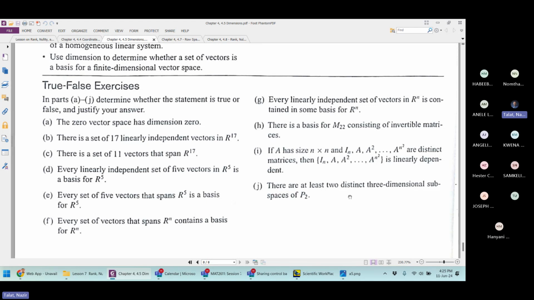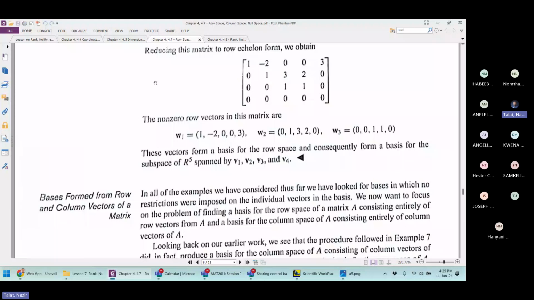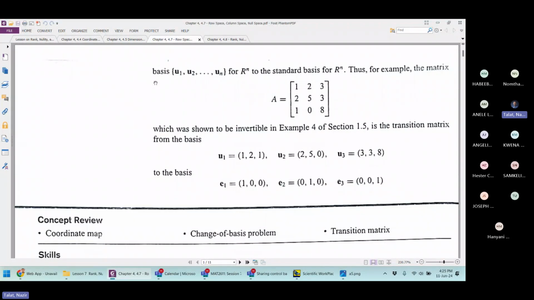Because there are not at least two of that one, because if they are independent, like here we have a result: if they are subspaces of that one, then the dimension must be equal to 3. So these are some results regarding that one, and then there are some topics of a row space and column space, which we also need to see over there.